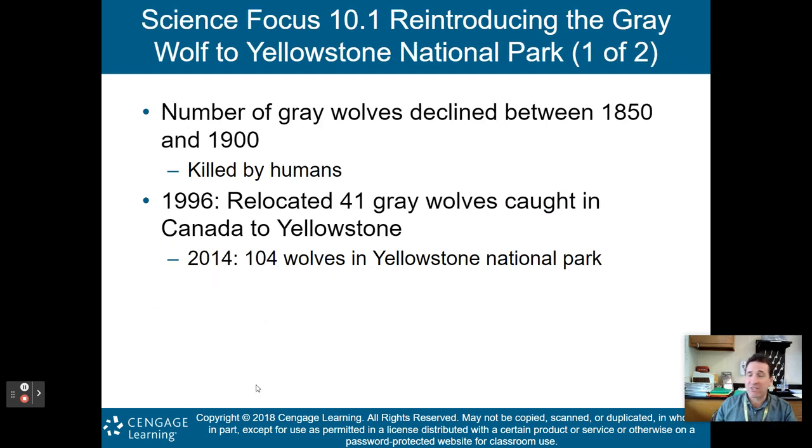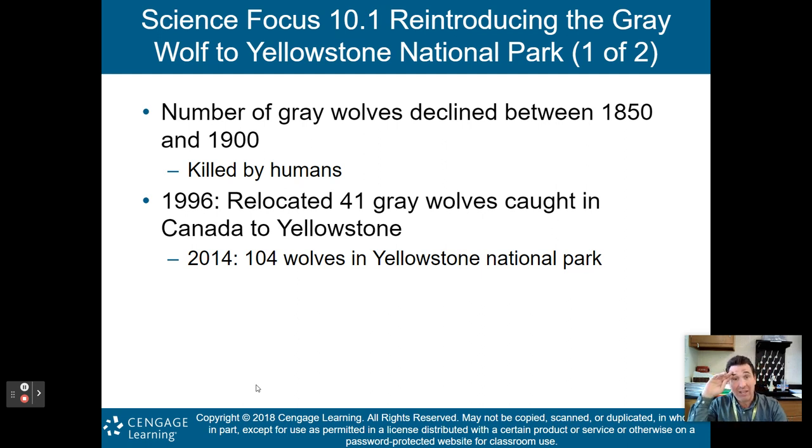So Science Focus 10.1 speaks about reintroducing the gray wolf into one of these parks, Yellowstone National Park, right? Between 1850 and 1900, the number of gray wolves declined because they were being killed by humans, because gray wolves ate sheep, right? They came in, destroyed livestock, so human beings just hunted them down. In 1996, 41 gray wolves were caught in Canada and relocated to Yellowstone. In 2014, we now have 104 wolves in Yellowstone National Park.